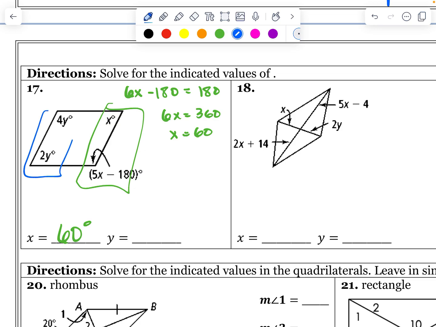Same deal here. 6y equals 180. So y equals 30. Divide by 6, divide by 6.